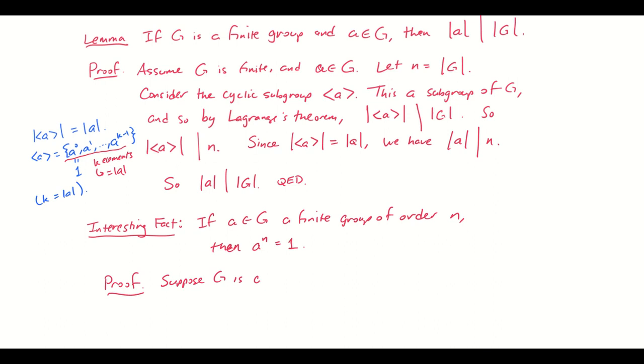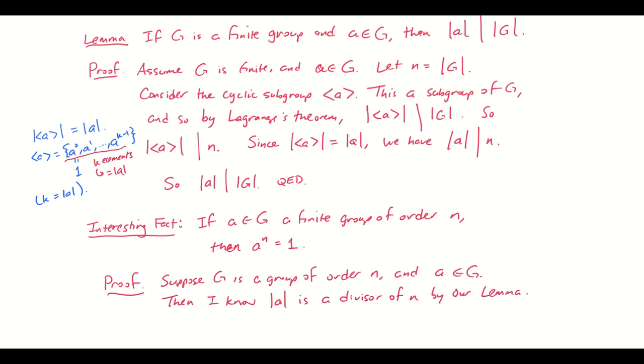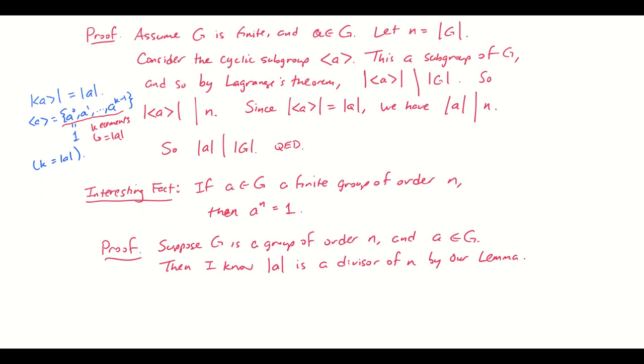Suppose G is a group of order N, and A belongs to G. Then I know the order of A is a divisor of N. That's the result we just proved, that's the lemma. So we know the order of A is a divisor of N. Just for symbolic convenience, let's say K is the order of A, just so I don't have to wield this order of A symbol around all of the time.